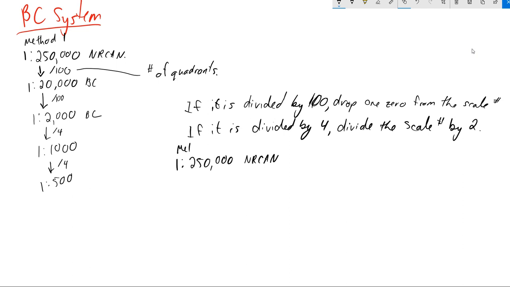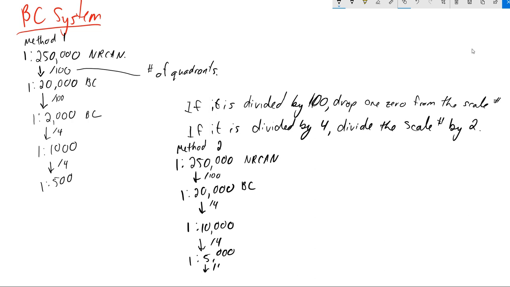This is method two. So we take the one, and then it becomes 1 to 20,000. BC likes to start that way. Then we divide it by 4. This is divide by 100. Divide by 4, it's 10,000. And then we divide it by 4 again, and we get 5,000.